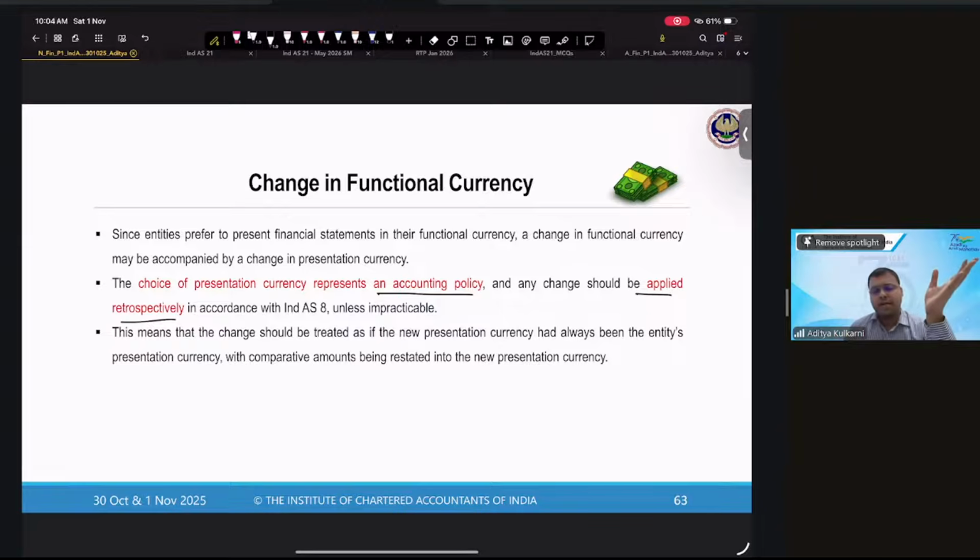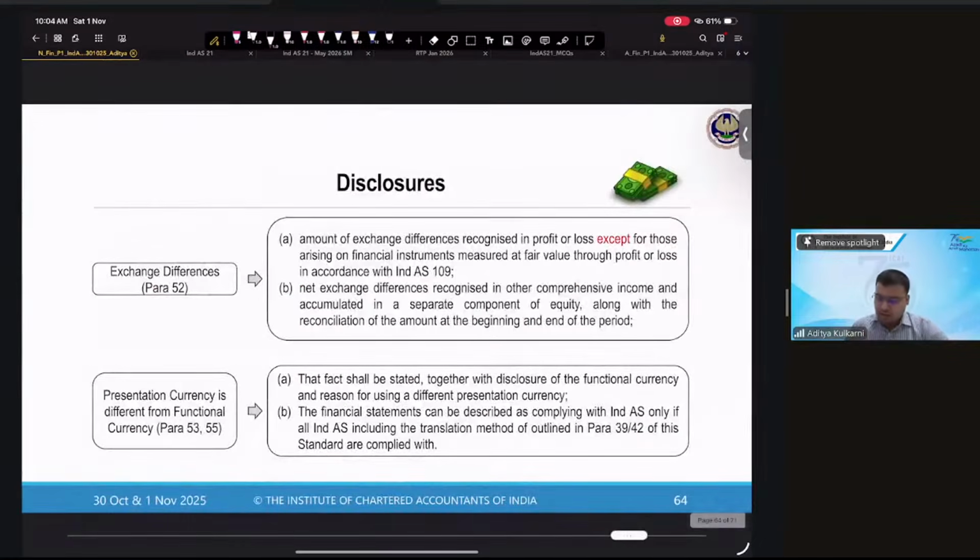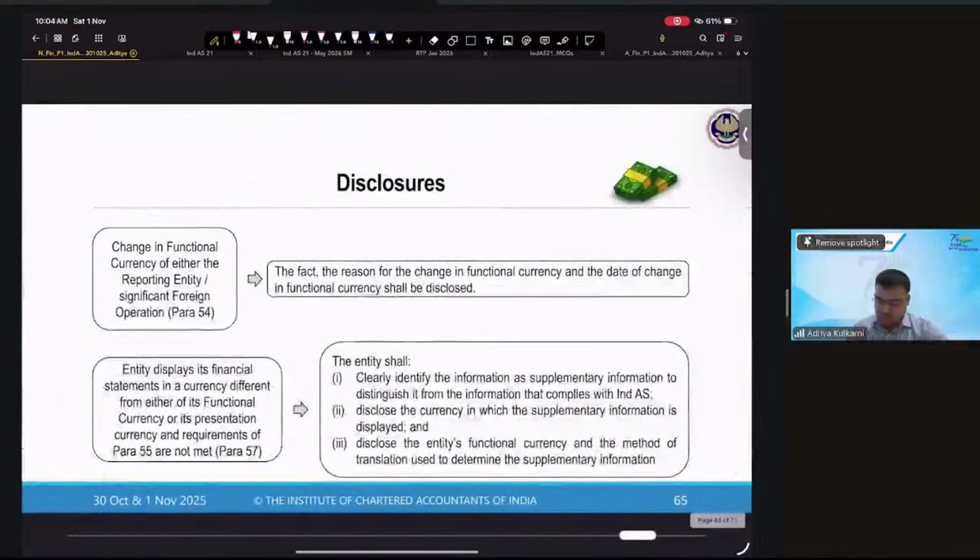That means you have studied in Ind AS 8 how to do retrospective treatments, three balance sheets, apply from the earliest date when the financials were presented. All of that will have to be done. This means that the change should be treated as if the new presentation currency had always been the entity's presentation currency, with comparative amounts being restated into the new presentation currency. So this is change in functional currency. Disclosures, you can go through these disclosures, exchange differences, presentation currency, all this you can just go through.